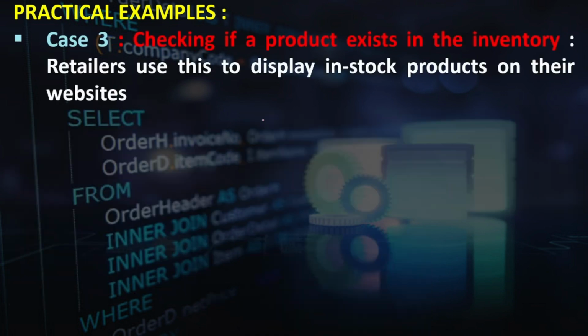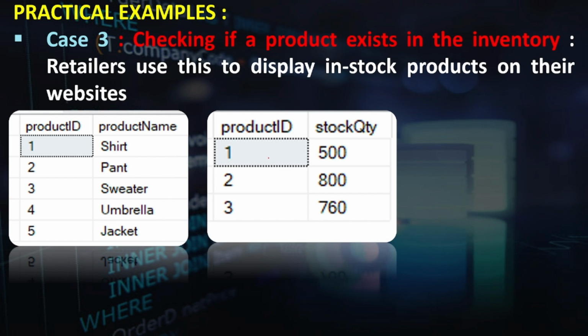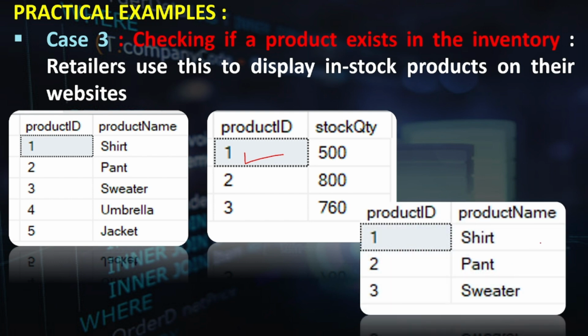Third example, checking if the product exists in the inventory. This is used by retailers who have their website and their stock, and they want to check if their product is there in the stock or not. This is a product table which has product ID and product name, and this is a stock table which says that product ID 1 has 500 quantities, product ID 2, which is pant, has 800 quantities, and product ID 3, which is sweater, has 760 quantity. So at any point of time, they can apply exists and find out what all products are there in the stock.